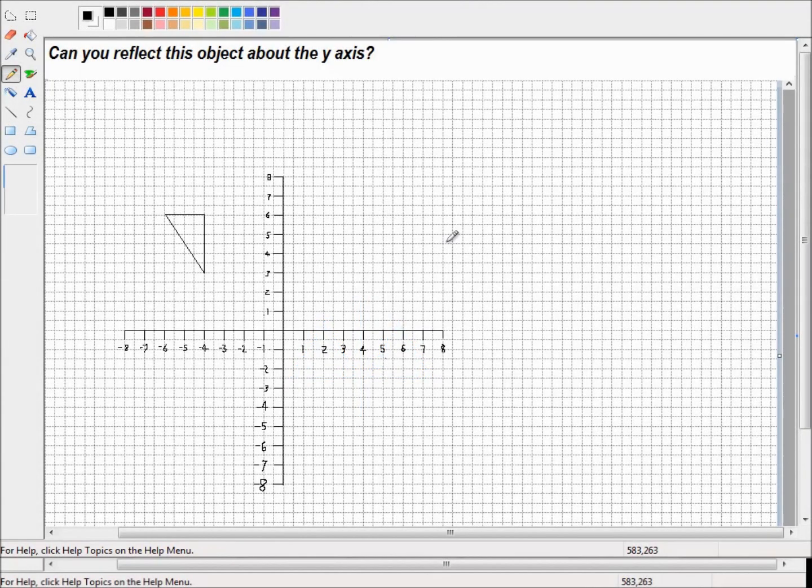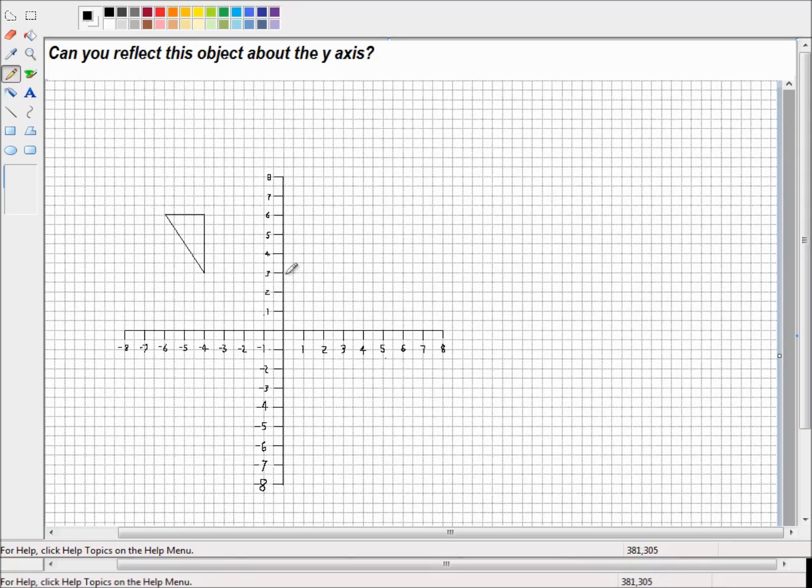Okay, well, so much for the theory. Let's have a go at putting this into practice. So we're asked, can you reflect this object about the y-axis? So we're pretending that the y-axis is a mirror, and we want to know what it would look like if the y-axis was a mirror. So we're trying to find the mirror image.